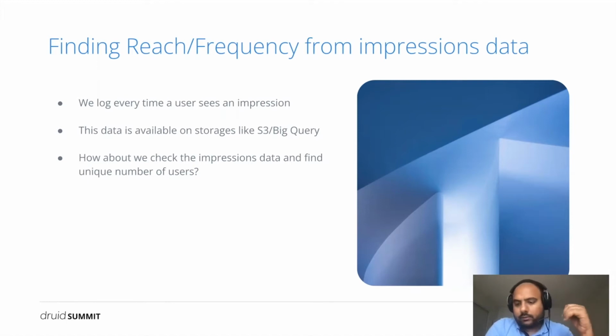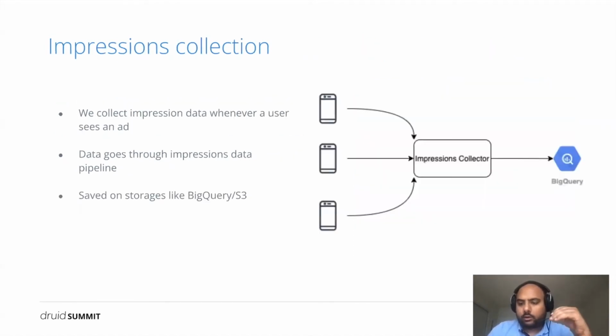At Reddit, we save this data in either S3 or BigQuery. So we thought, sure, let's go to our impressions data and find out the reach and frequency from that data based on all the existing criteria. But to understand how we did that, it's important to first learn how we record the data and what the impressions data looks like.